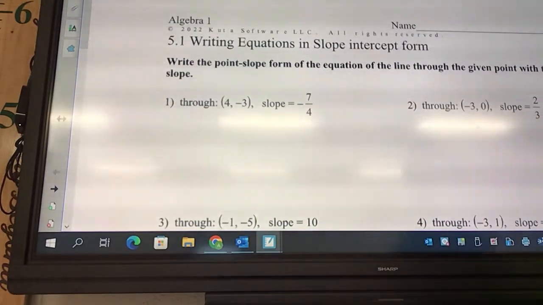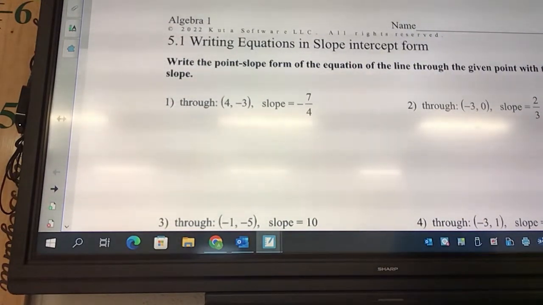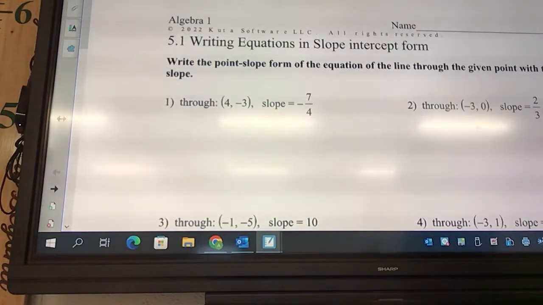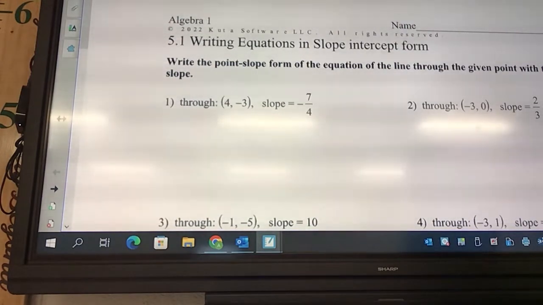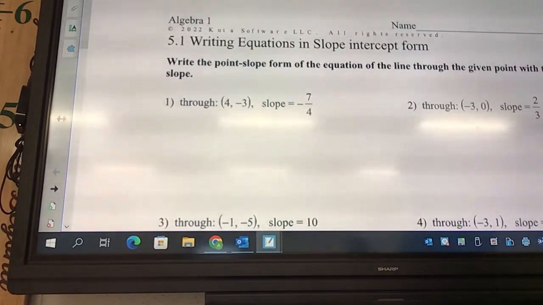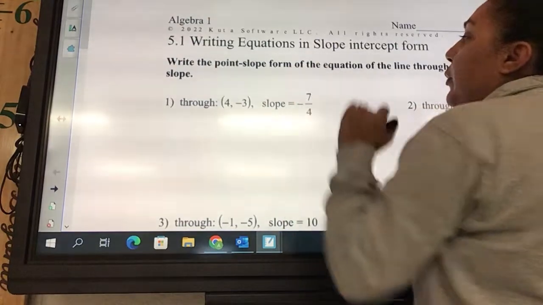I should have your test graded soon. So write the point slope form. As I'm writing down formulas today, make sure that you write down the formula as well as what formula you need. It's really important to read the directions today. It wants you to write the point slope form.